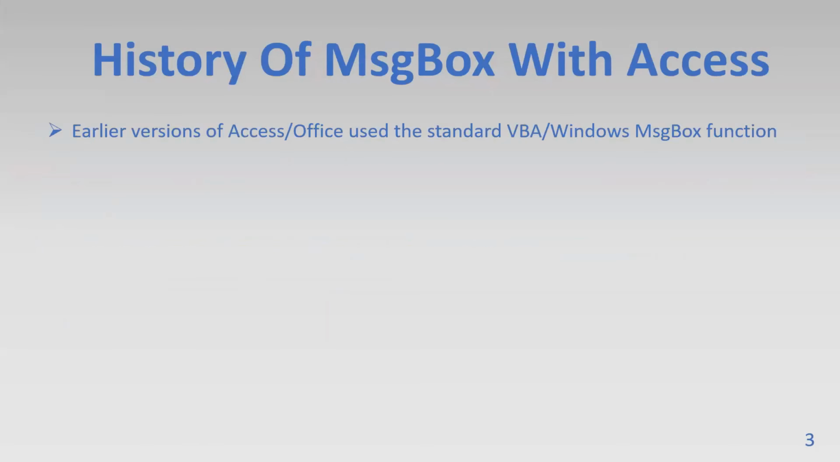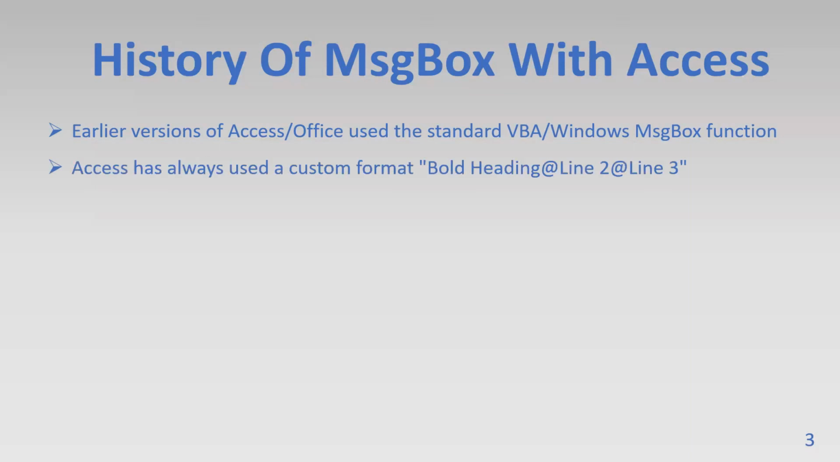So just a quick mention of the history of Access and message boxes. As I said, the earlier versions, right back to 97, have always used the standard VBA message box structure. But Access has always used a custom format, which the other Office applications don't. They put a bold line under the title above the icon, and then the rest of the message. And none of the other Office apps do that. It's an Access specific thing.